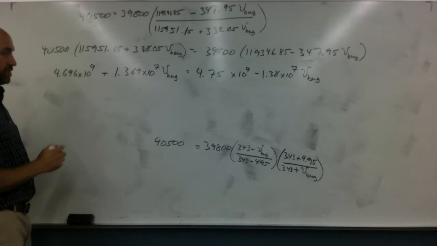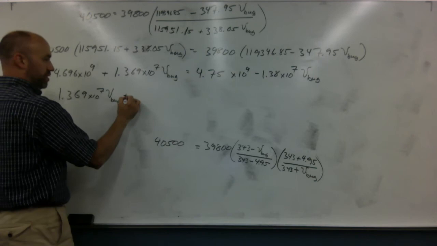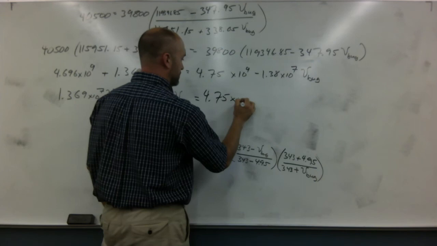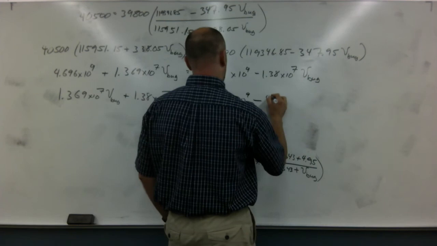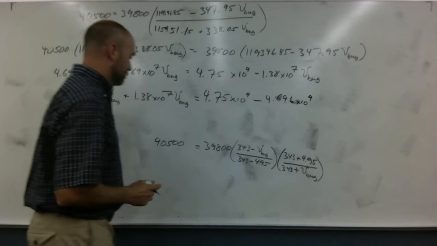So we're going to have 1.369 times 10 to the 7th times V bug. That's going to be the code plus when we add it over here, plus 1.38 times 10 to the 7th V bug equals 0.75 times 10 to the 9th. And this is going to become a minus when you add it over there, so it's going to be minus 4.69 times 10 to the 9th.